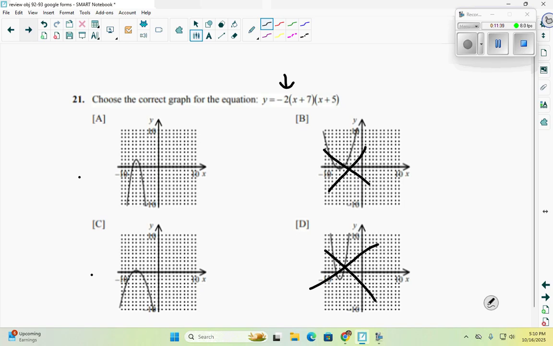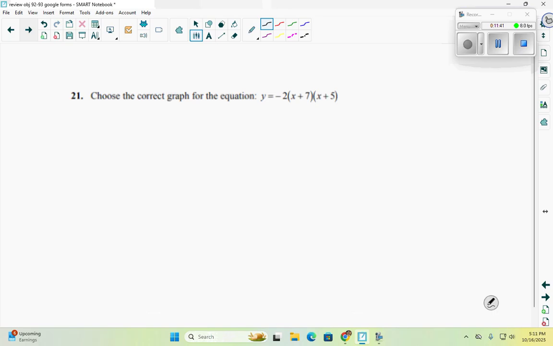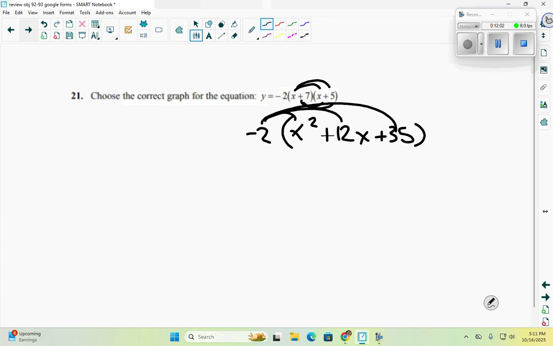So I'm going to, just so we can practice our quadratic equation, put this back together. If I distribute this, I have x squared, and then I have a 7x, and then a 5x. Well, 7x and 5x give me 12x, and then 7 times 5 gives me 35. Now I need to distribute the negative 2. If I do that, I've got a negative 2x squared minus 24x minus 70. So there's my A, there's my B, and there's my C.